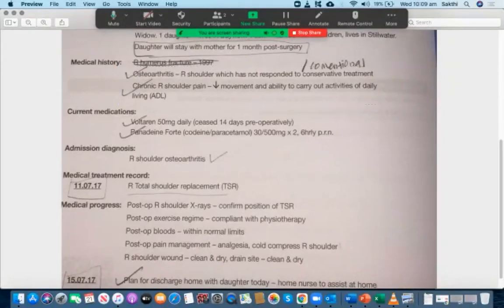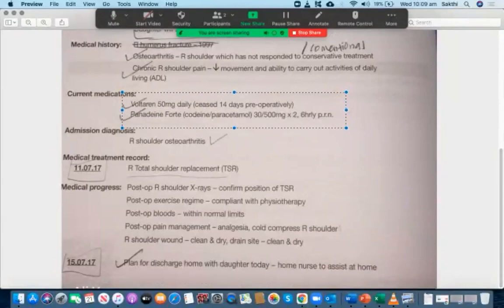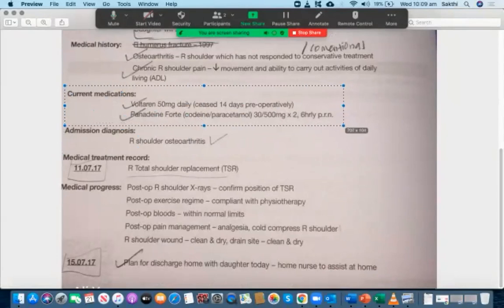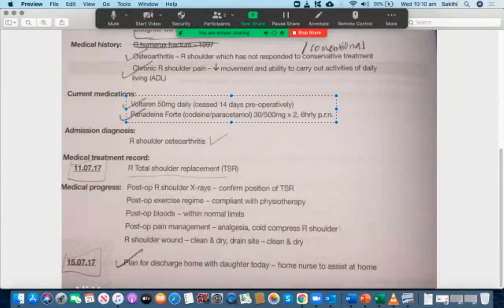Current medications is okay. I hope you have written on these things. Did you mention the medications? No, medication I have not written. You didn't. Okay, you have to mention that. Analgesia is written. That is analgesics only. So does that include both the medications? Yes, that Voltaren and Benadine 40 is analgesics. Okay, all right, no worries.